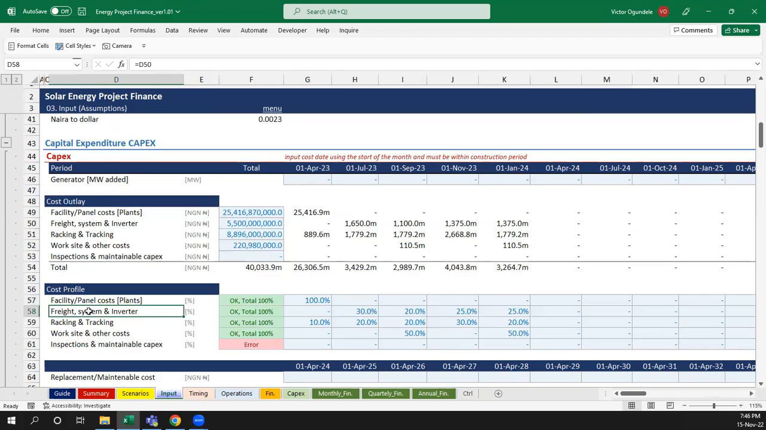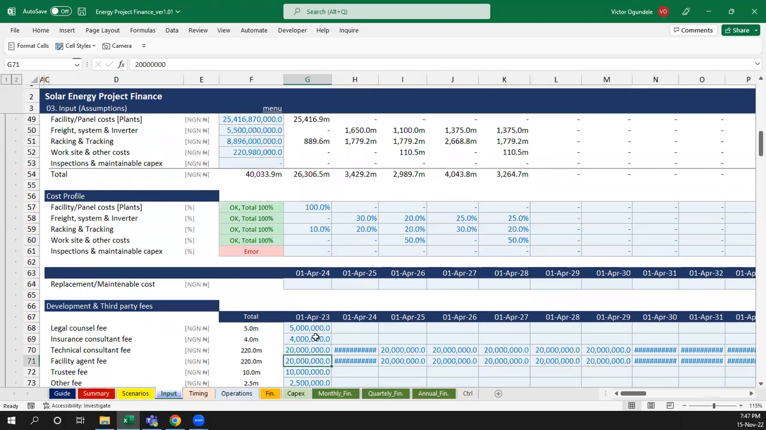So for example, our freight, our system and inverter, we are saying there's no cost coming in that first quarter. Then the second quarter, we're going to spend 30% on it, 20% of the total budget cost, 20%, 20%, and 25%. So everything always totals 100%, which is the audit check that we have here. So just put the total here, state your cost profile, how you plan to spend it, then this will automatically calculate on its own.